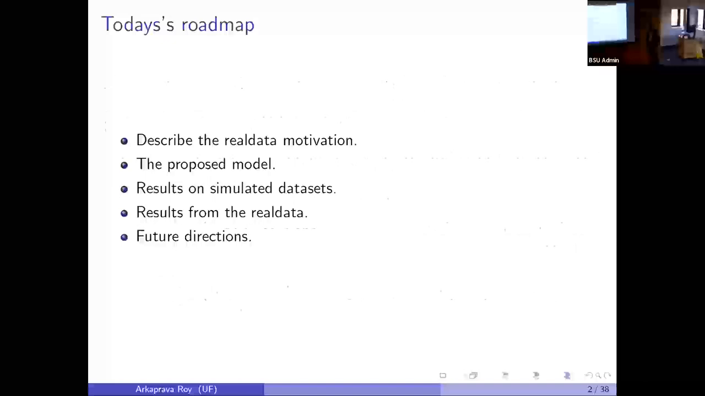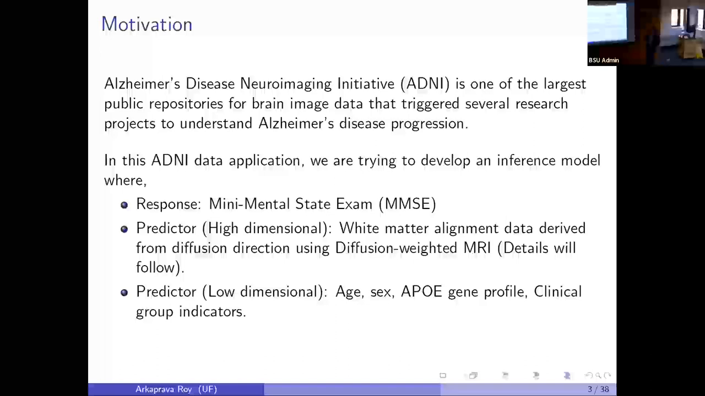This work is motivated to study Alzheimer's disease, and the data that we used is collected by the Alzheimer's Disease Neuroimaging Initiative, also called ADNI. In ADNI, there is a lot of data. It's a public repository of brain imaging data, and it triggered a lot of research in Alzheimer's disease in general. So in this particular work, I only focus on these three types of variables.